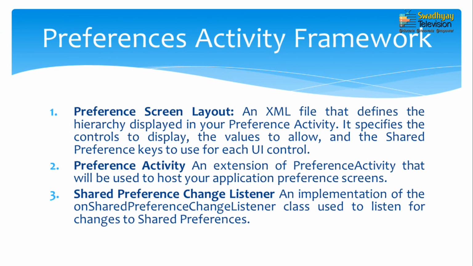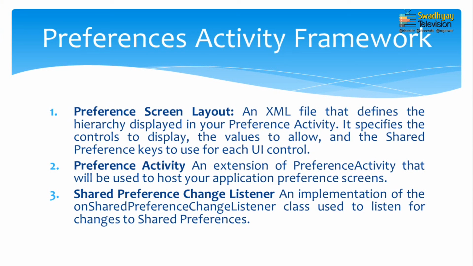In the preference activity framework, we have to specify three things. First is a preference screen layout which defines the hierarchy displayed in your preference activity. It specifies the controls to display, the values to allow, and the shared preference keys to use for each user interface control. So, like we create our layout for accepting user input, we have a preference screen layout for accepting preferences. This is defined as an XML file inside your resource folder within the XML folder.